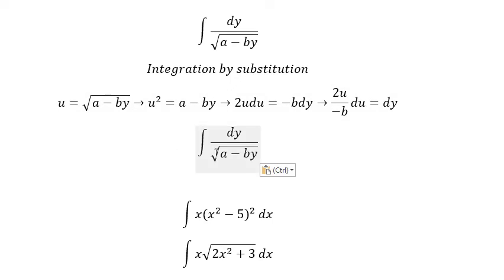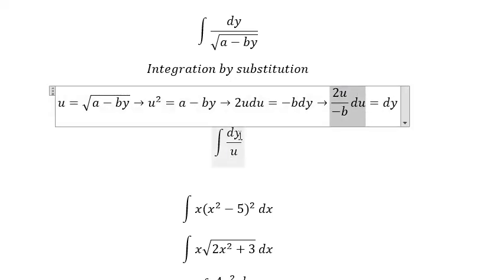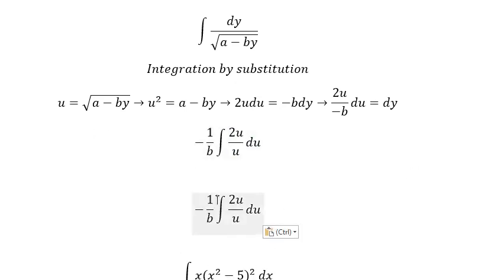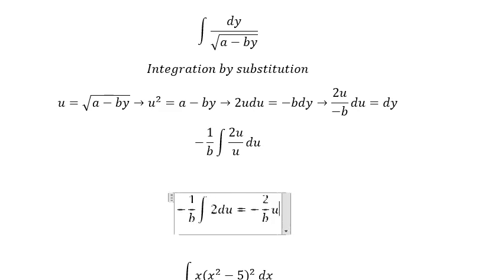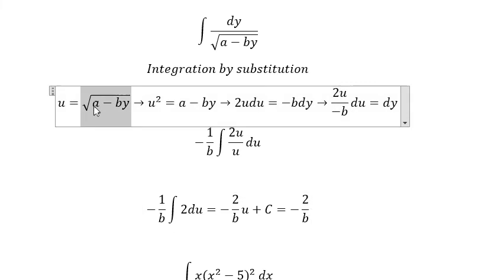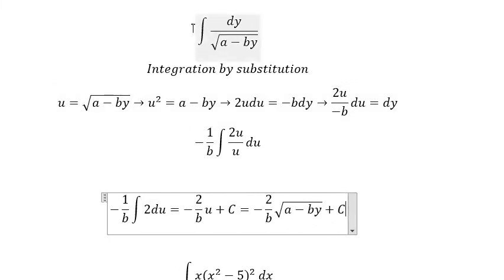The square root we change by u. Dy we change by this one. U divided by u, you got number 2 in here. The integration of this one, you will have negative 2 over b u plus c. Substituting back u, that's this one. And this is the answer for question number 1.